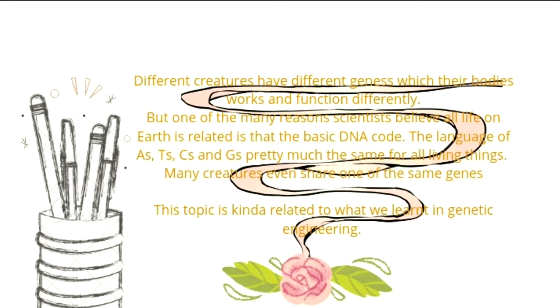Different creatures have different genes, which is why their bodies work and function differently. But one of the many reasons scientists believe all life on earth is related is that basic DNA code. The language of A's, T's, C's, and G's is pretty much the same for all living things. Many creatures even share some of the same genes.